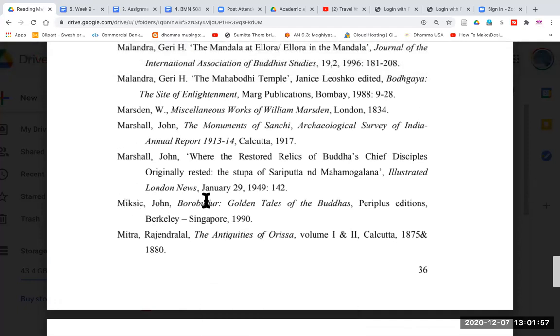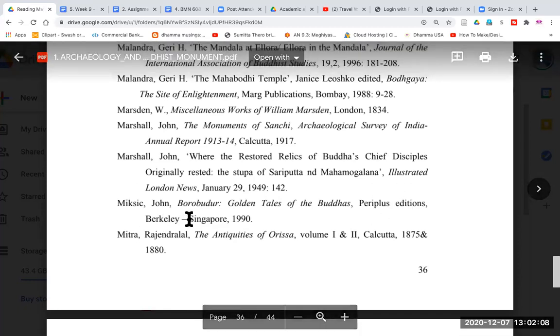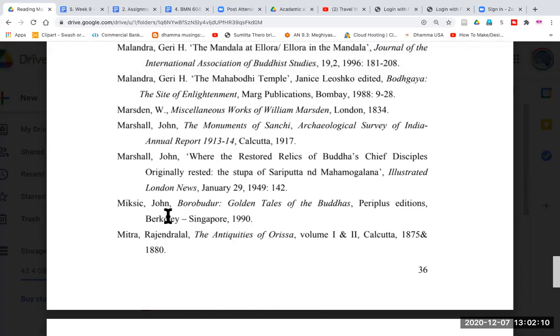Miksik John, Borobudur: Golden Tales of the Buddha. So this is the title. And Periplus Editions, this is the publisher. Berkeley and Singapore, these are the places of publication. And 1990 is the year of publication.